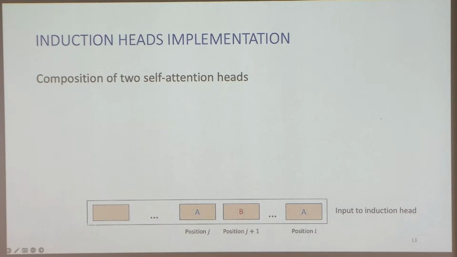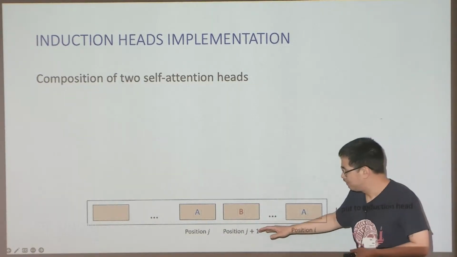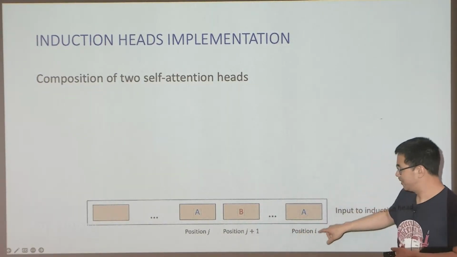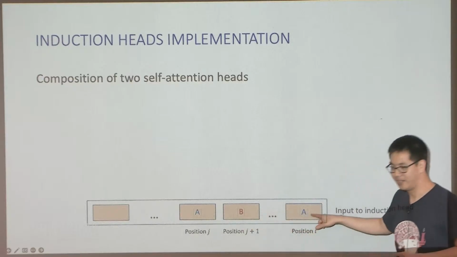So what's going to happen? This is our input to the self-attention head. It's maybe some vector representations of these tokens A, B, and A. Okay.